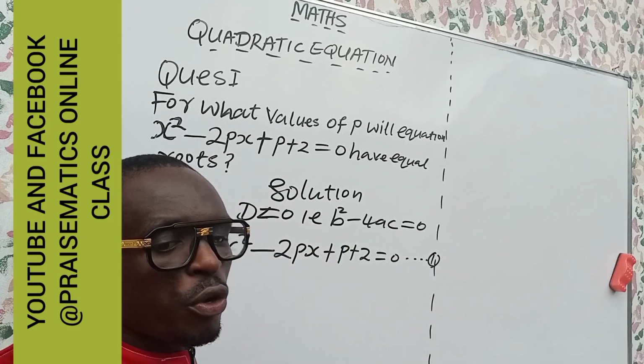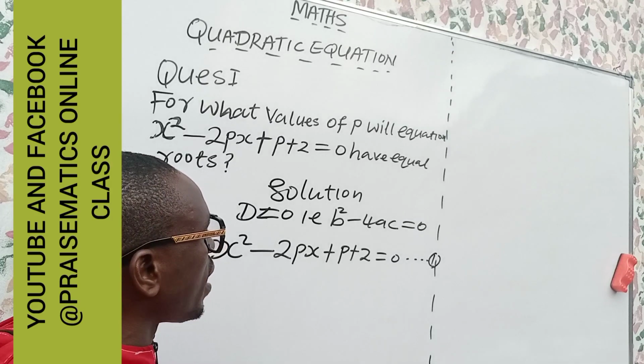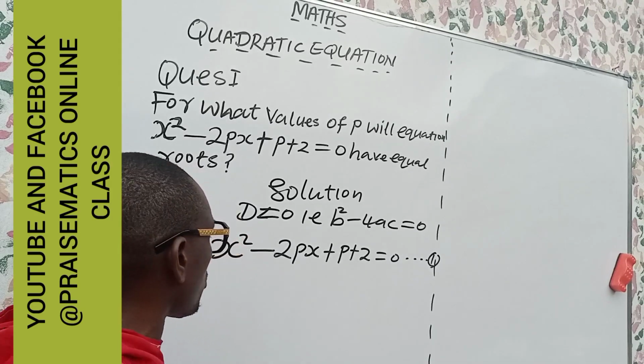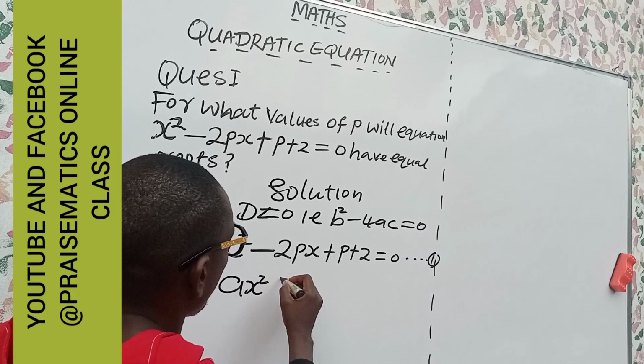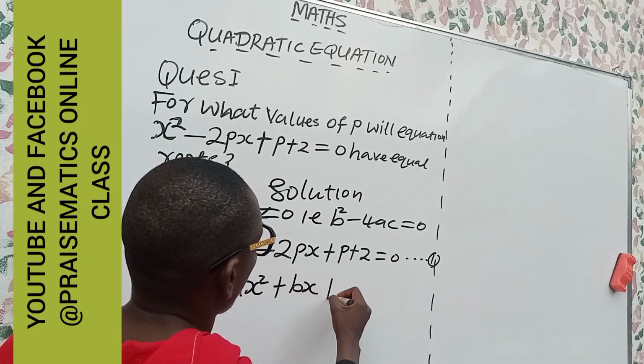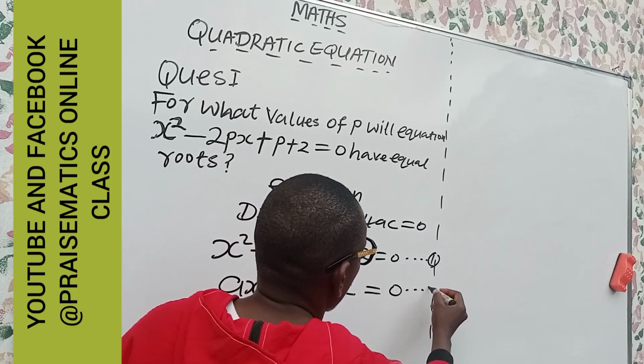In this equation, you need to remember our general form of a quadratic equation, which says ax squared plus bx plus c is also equal to 0. Let's call it equation 2.